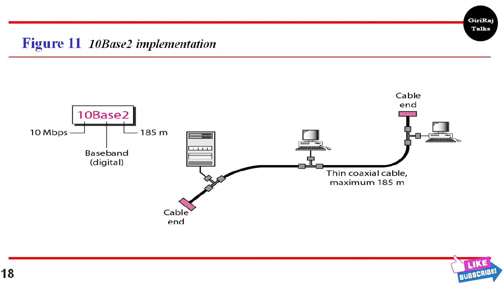The implementation is more cost effective than 10Base5 because thin coaxial cable is less expensive than thick coaxial, and the T connections are much cheaper than taps. Installation is simpler because the thin coaxial cable is very flexible. However, the length of each segment cannot exceed 185 meters, close to 200 meters, due to the high level of attenuation in thin coaxial cable.